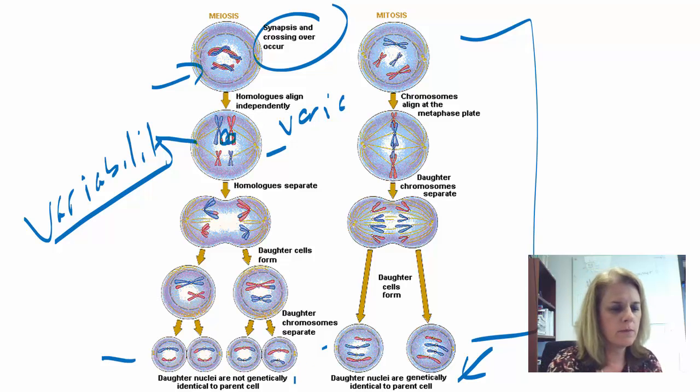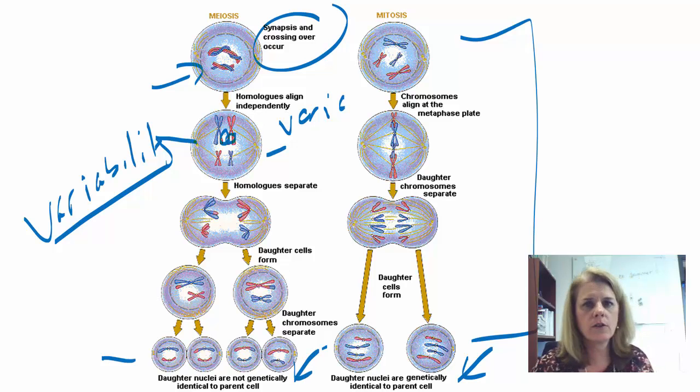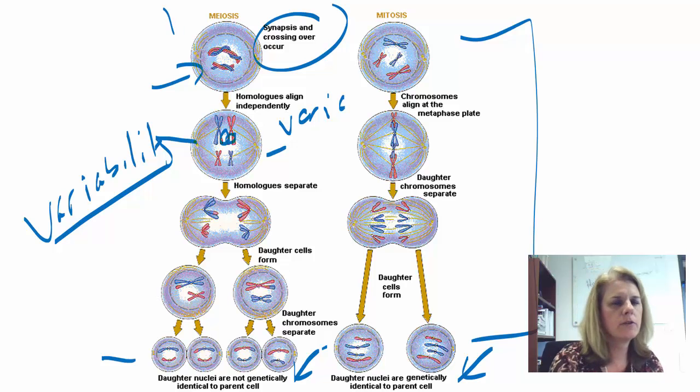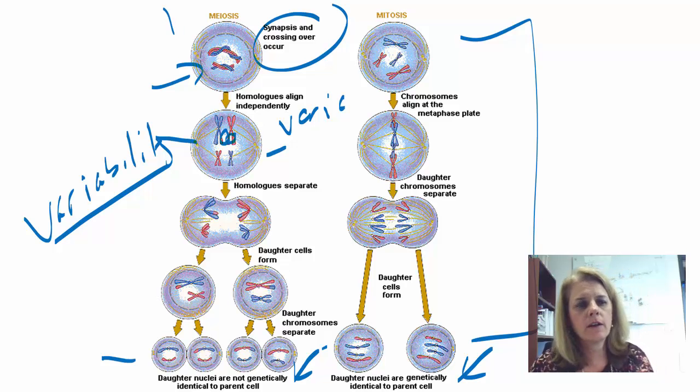So with meiosis, you get 4 daughter cells for every 1 mother cell. It's a little bit different with half the amount of DNA. And that is mitosis and meiosis in a nutshell. That's really all you got to know.